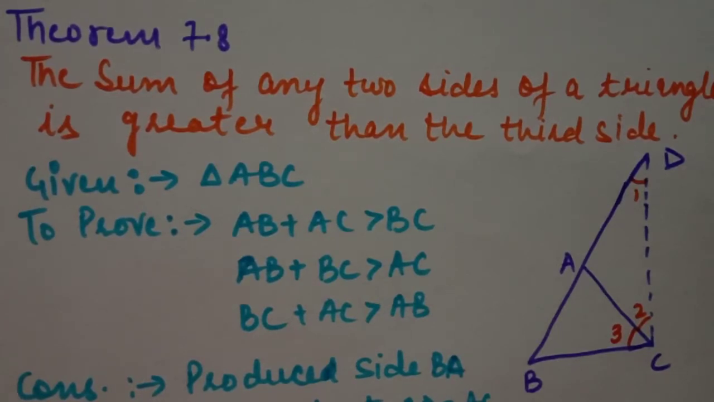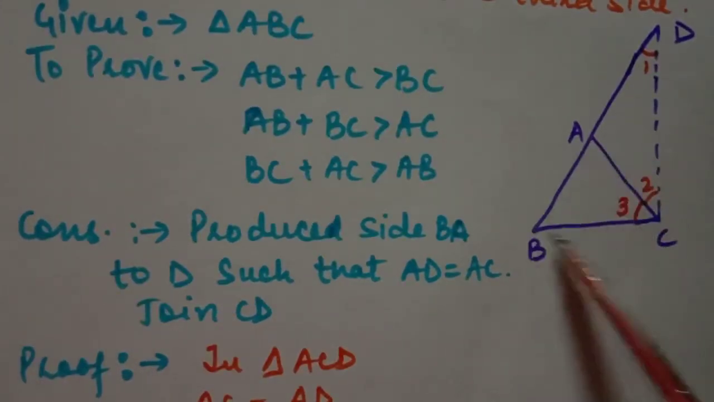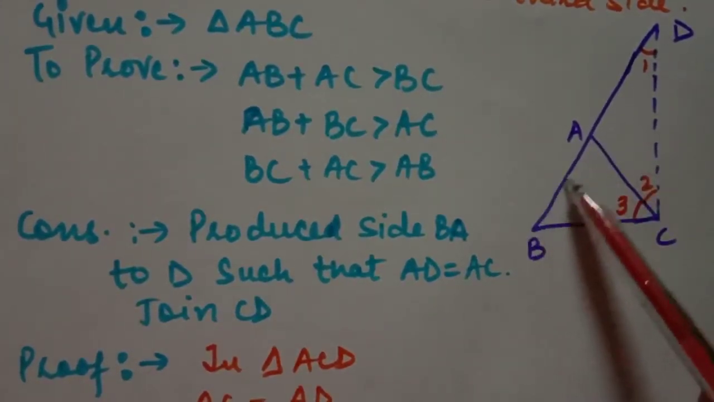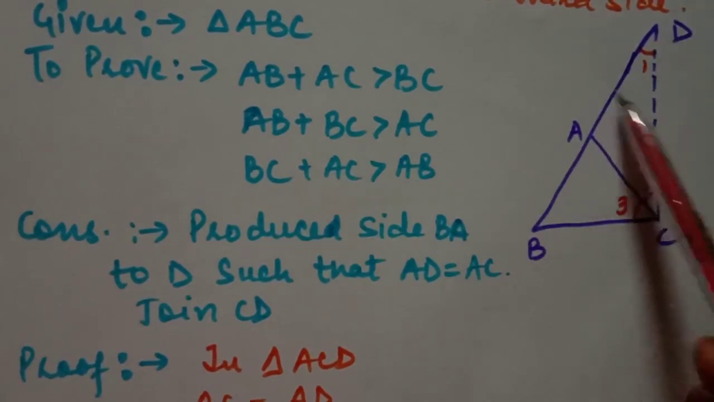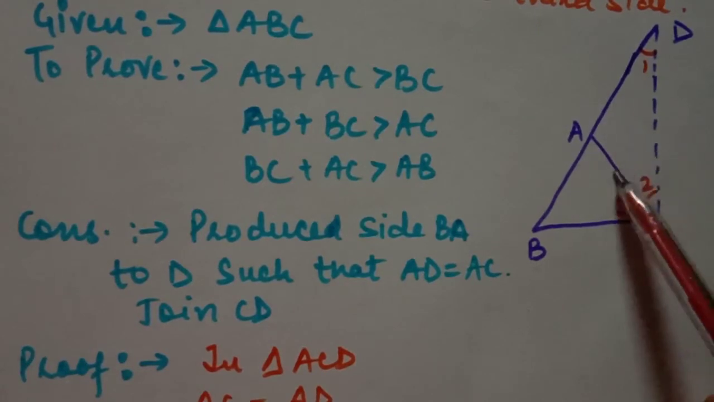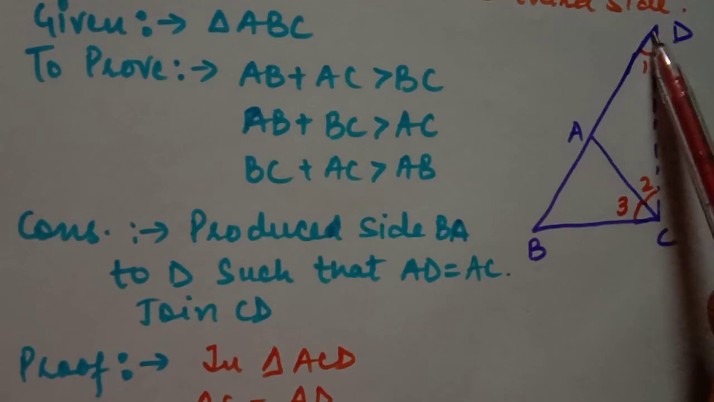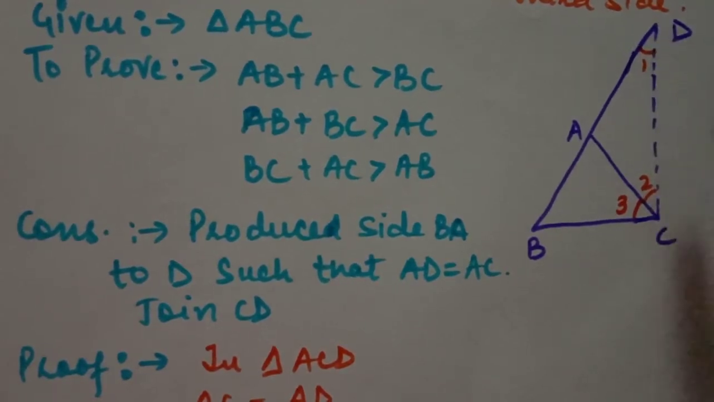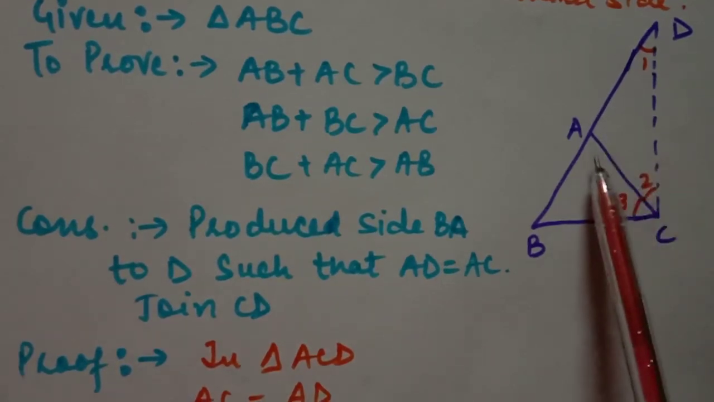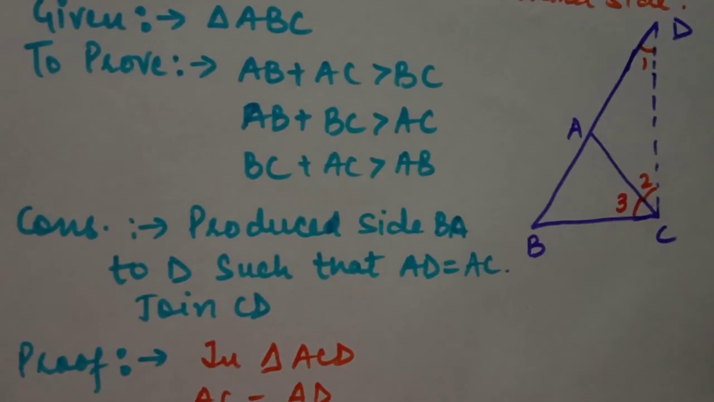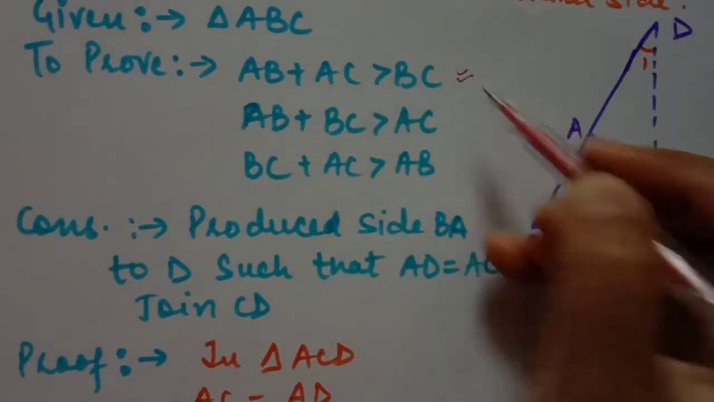For this, we have to do a small construction. In triangle ABC, we have to produce BA to a point D such that AD and AC are equal to each other. Then join CD. Now I am going to prove this first relation only.